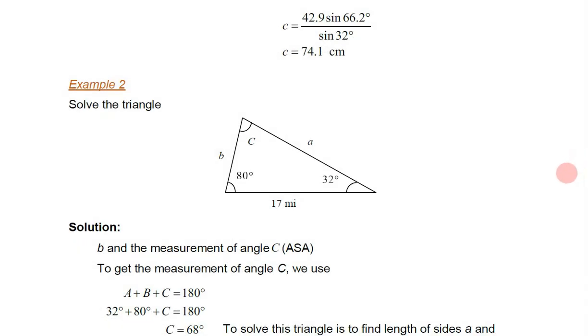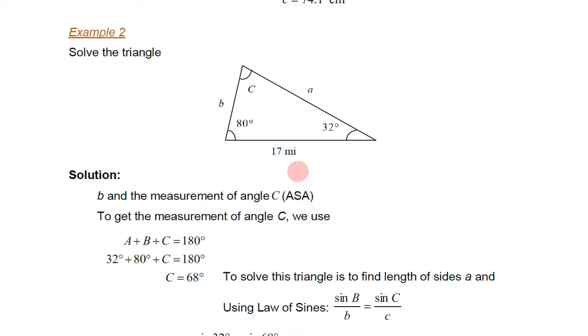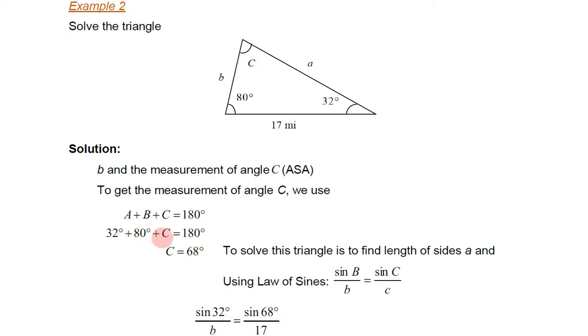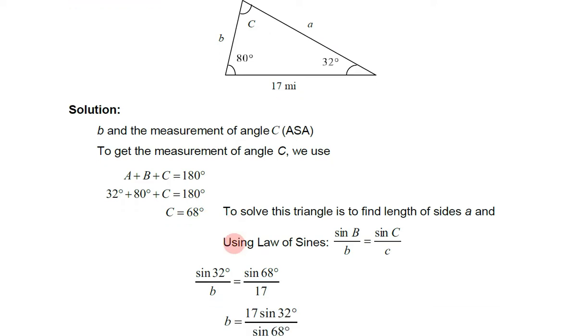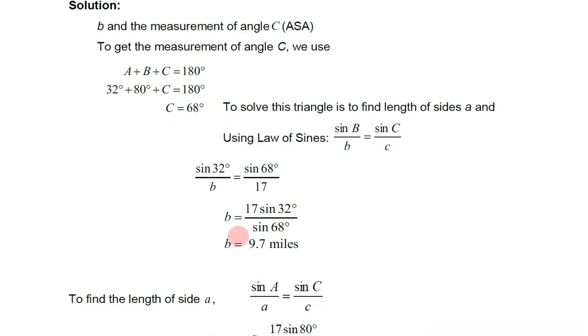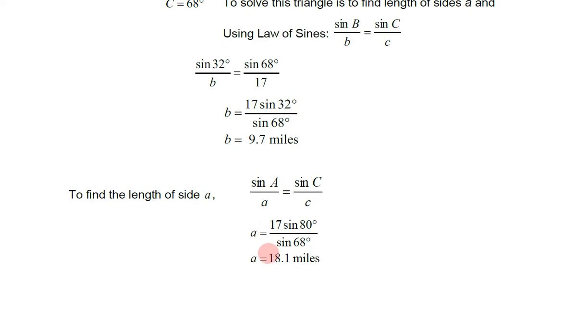Example 2. This one also we have two angles and one side, therefore we will use case 1. Again, if we have two angles, we can directly solve the next angle, which is C. So 180 minus the two angles, so we get 68 degrees. Once we have all the angles, we can choose any pair to solve for A or B. Just substitute in the formula and you will get the answer for B and also A.